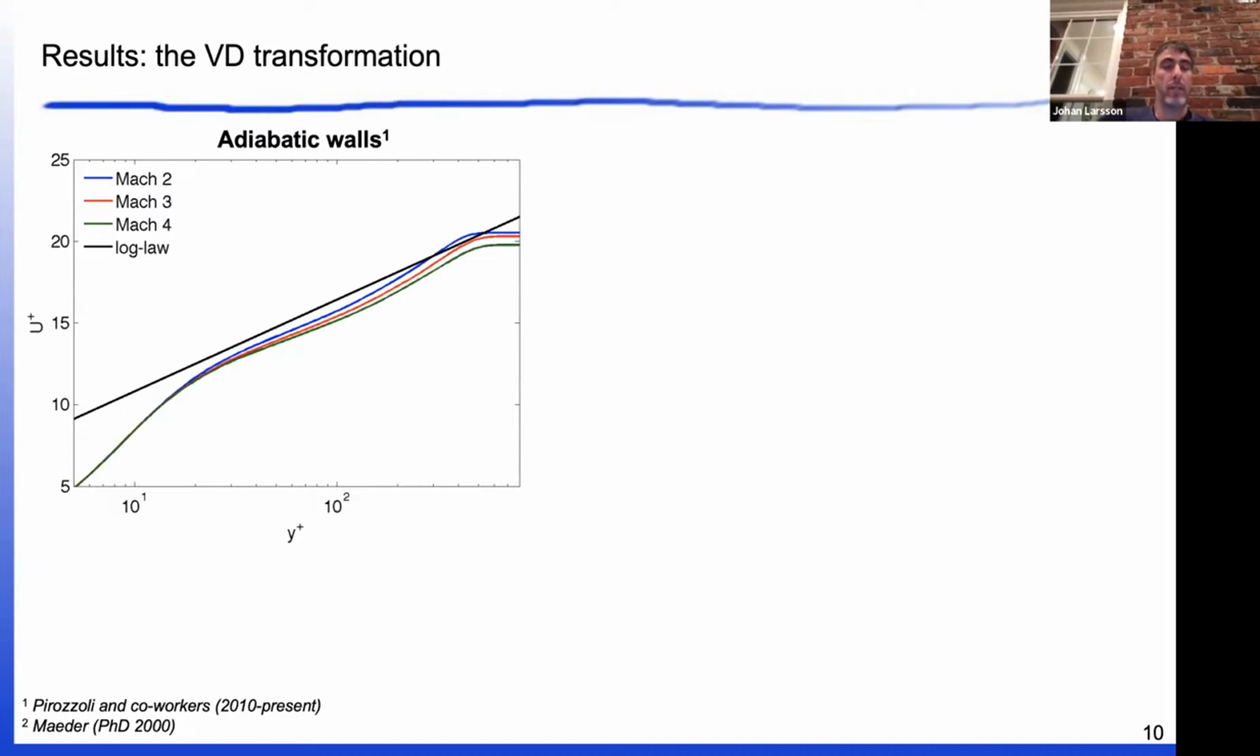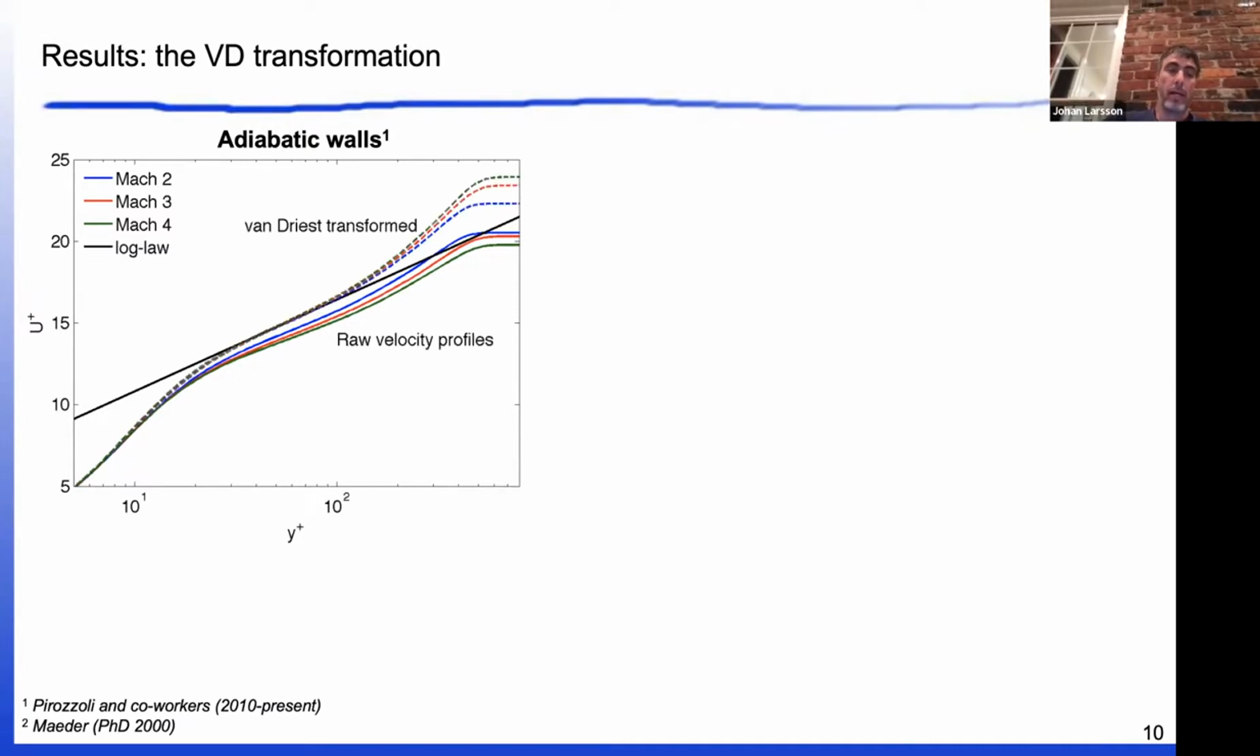Here I have 3 different supersonic boundary layers over adiabatic walls. If you just plot the mean velocity profile, they do not agree with the log law, as we've seen before. But if you apply the Van Driest transformation, all 3 of them agree beautifully with the log law. That shows you the success of the Van Driest transformation.